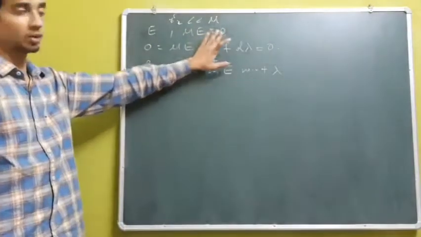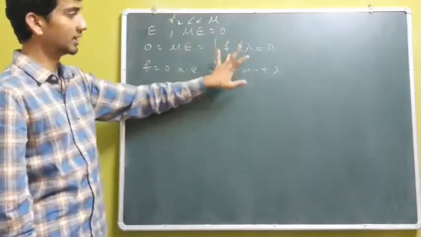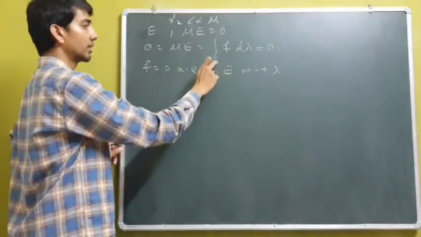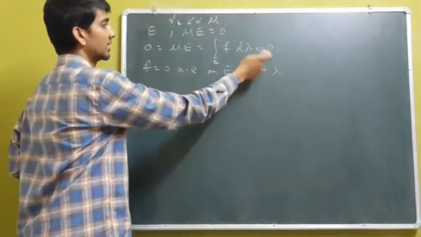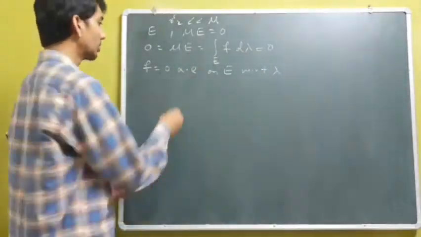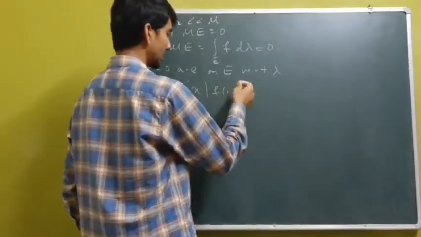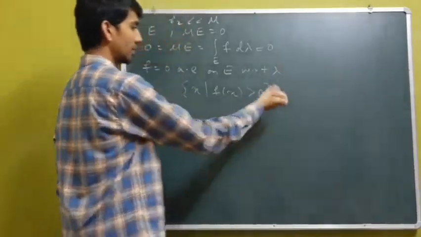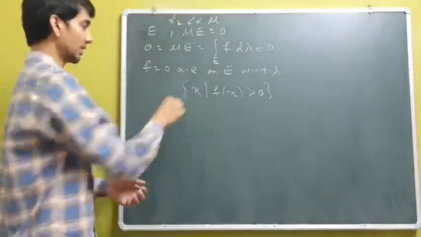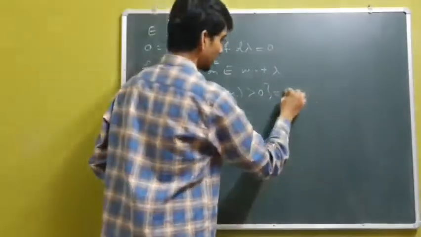So having mu of E to be 0, where E is a measurable set, I have this defined as the integral of f over E, so that this implies f is equal to 0 almost everywhere on the set E with respect to the measure lambda. By the sense of almost everywhereness, if f is equal to 0, then the set of all x such that f of x is greater than 0 is of measure 0. Since lambda is the measure here, the lambda measure of the set of all x such that f of x is greater than 0 is 0.